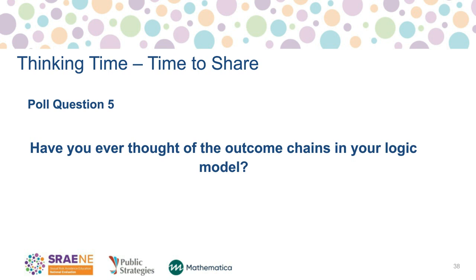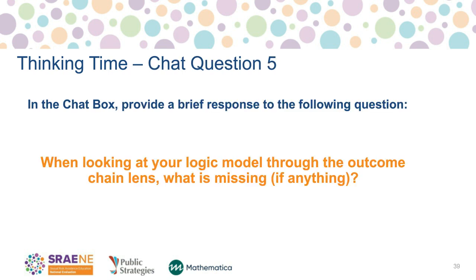So now I have a chat box question or a group chat question for you. I want to know, if you look at your logic model using the outcome chain lens, is there something missing? Is there something you need to do? The flip side of that question, of course, is do you have things on there that you don't really need on there? So take a moment, put some words in the group chat, and let me and your colleagues know whether or not using this outcome chain lens is going to change how you look at your logic model.